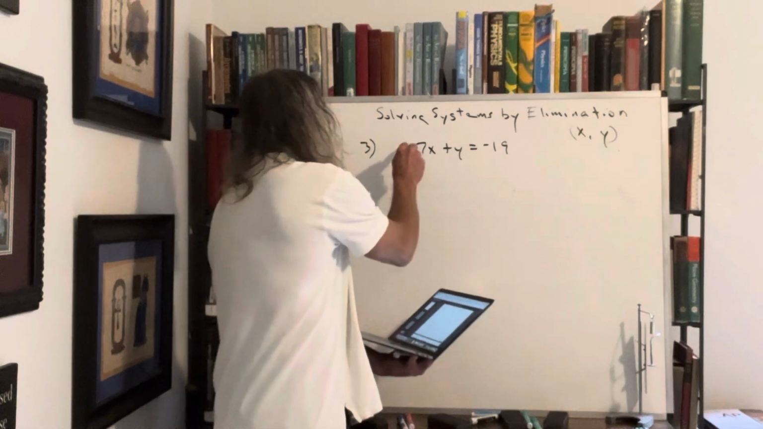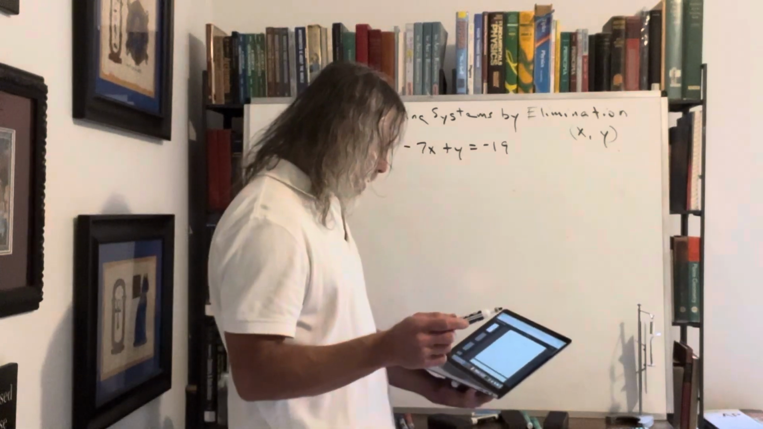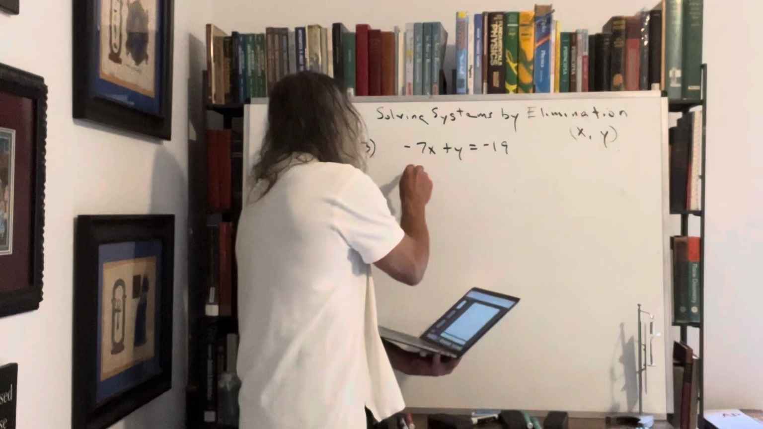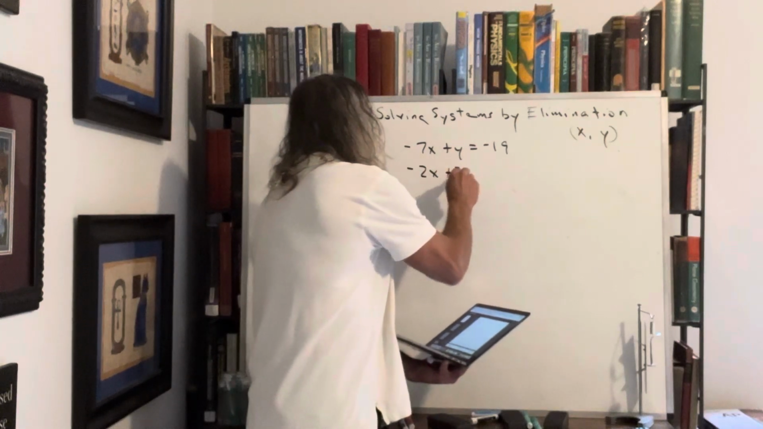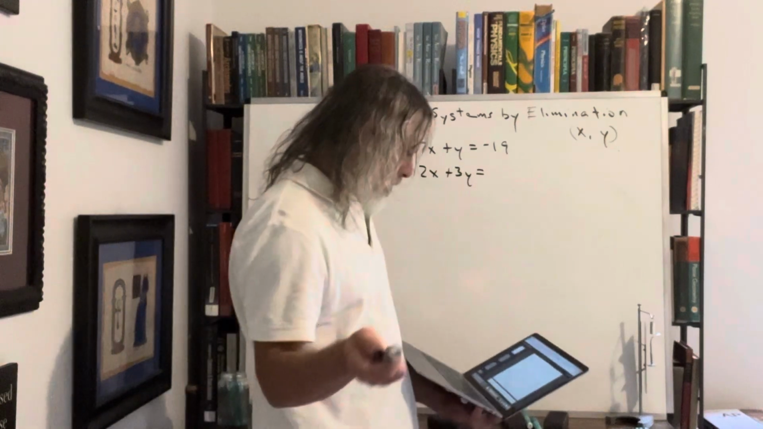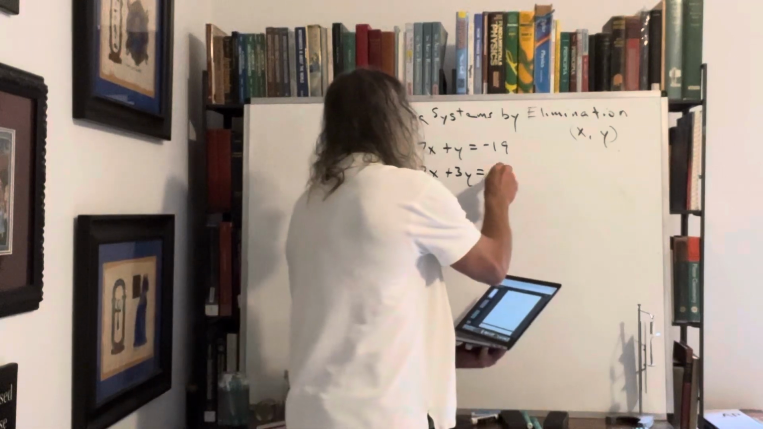Negative 7x. And negative 2x plus 3y is negative 19.